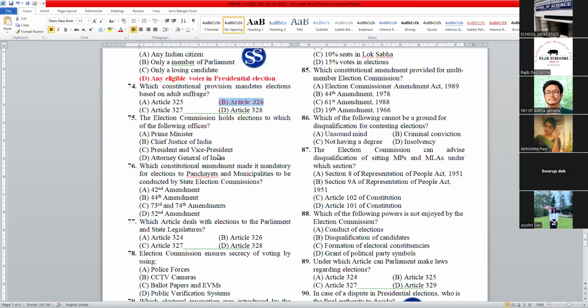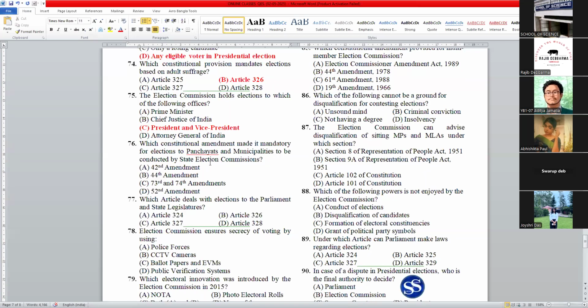President and Vice President. Attorney General of India? अरे किसने कहा Attorney General of India? गलत है. President and Vice President. Okay. Now you should always remember Article 324.